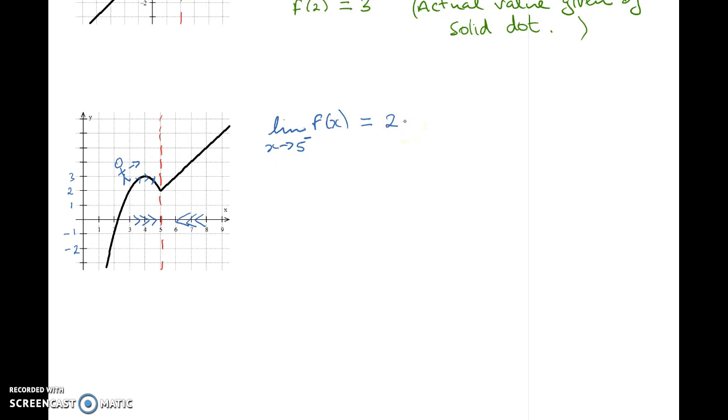Again, do the same thing, but this time approach the red line from the right hand side, so x approaches 5 from the right hand side. The plus indicates the right hand side. Again, you'd expect to reach the red line at a height of 2. So that's the limit. The limit is the height that you expect to reach. This time the one-sided limits do agree.